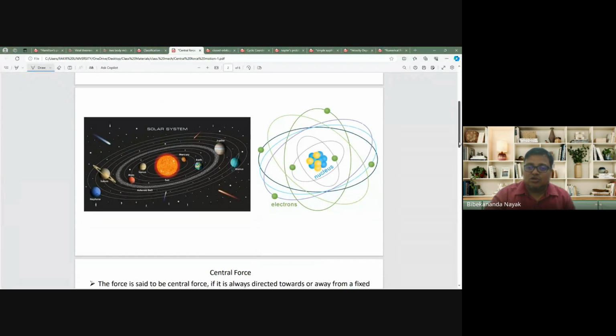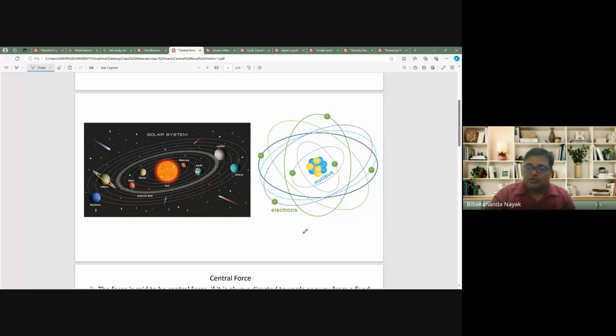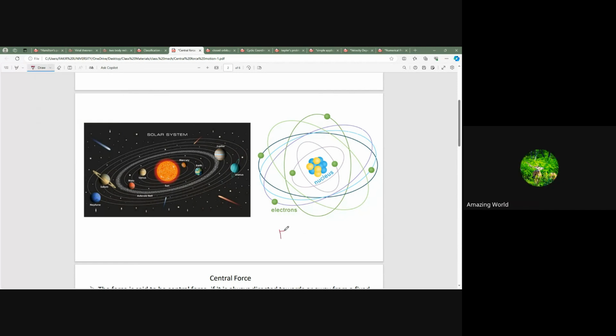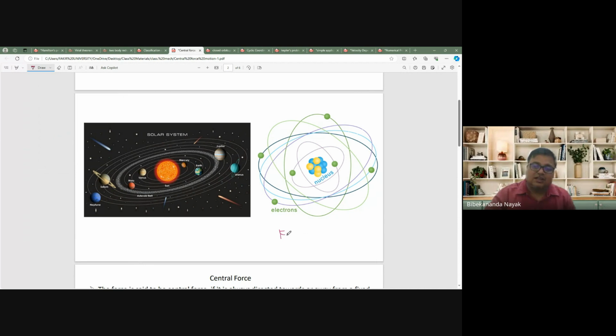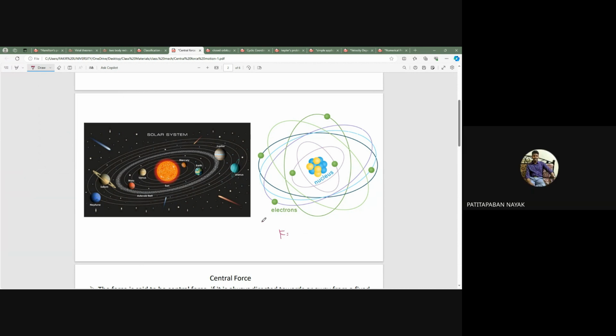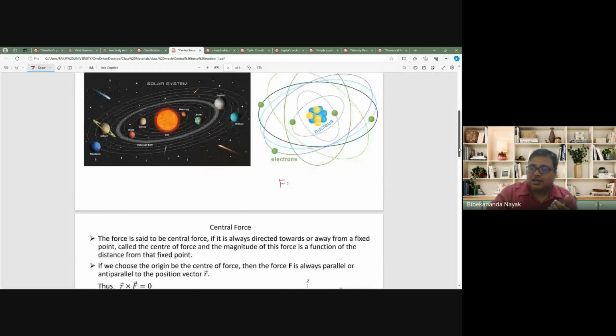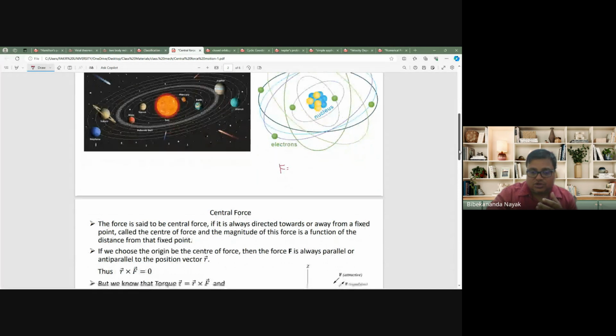For the electrostatic force between charged particles, F is equal to K Q1 Q2 by R squared, is it not? And for gravitational force, similarly F is equal to G M1 M2 by R squared. Two constants divided by R squared. Both these types of forces come under a single category called central force. Central force means it is always directed towards or away from a fixed center, and its magnitude is a function of R only, the position R only.